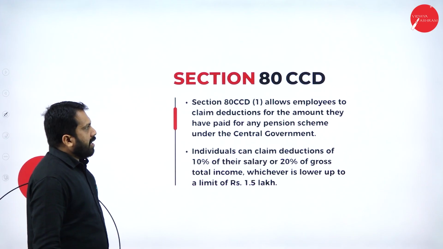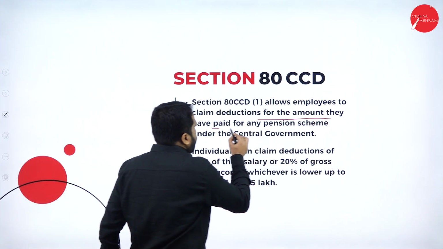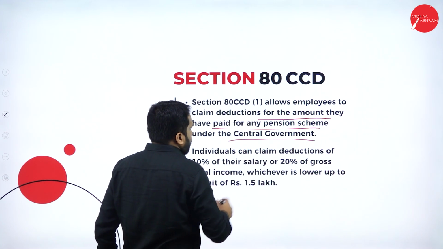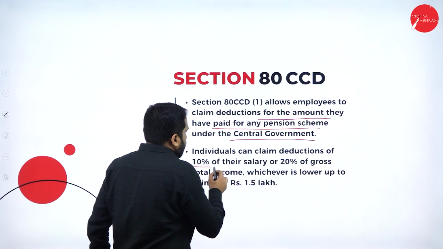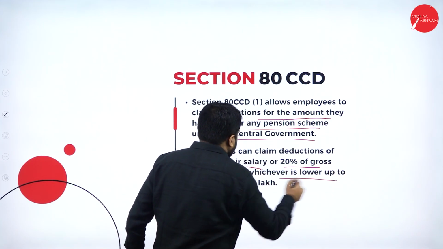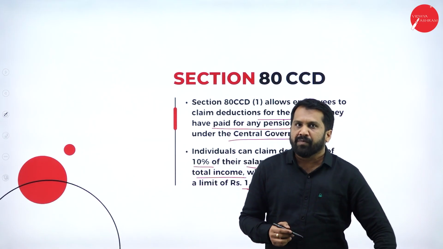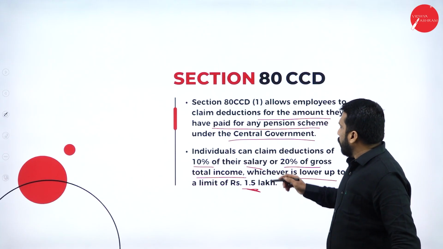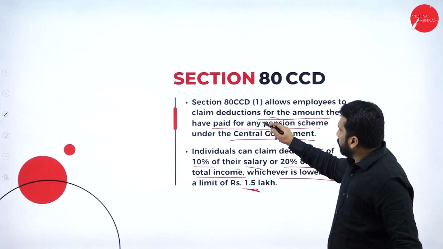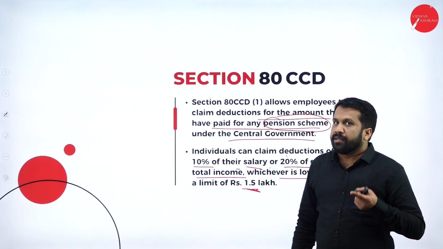80CCD. It allows employees to claim deduction for the amount they have paid for any pension scheme under the central government. So what is the deduction? 10% of their salary or 20% of gross total income, whichever is lower, up to 1,50,000, you can claim. Hope you are clear. So, it talks about what? You can claim deduction of 10% of your salary or 20%. This is all about pension scheme. The previous one, pension. Clear?